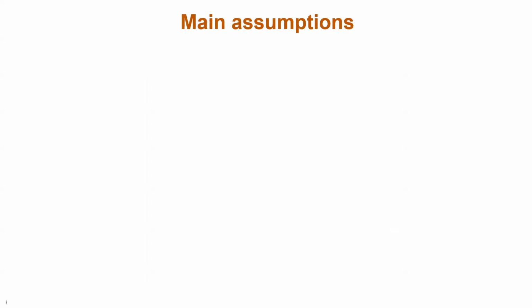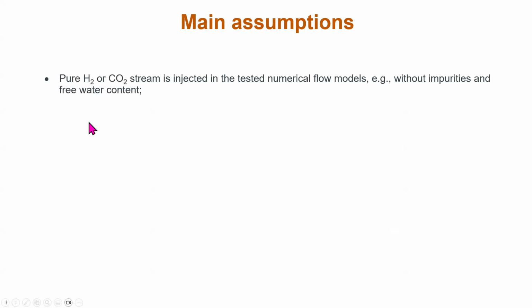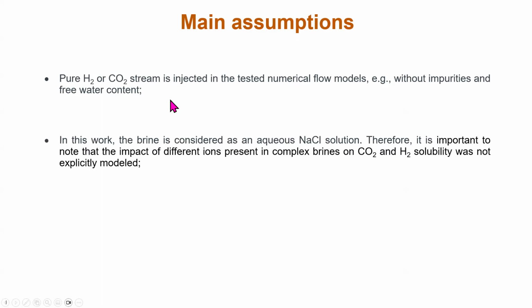Before we start, I'd like to clarify some assumptions that we need to make to do this work. When we start working with hydrogen and CO2, I will assume that the stream is completely pure. So I'm not considering a mixture between hydrogen and impurities or CO2 and impurities. And there's no free water. There are no impurities in the stream. Everything is a pure component, pure CO2 or pure hydrogen.